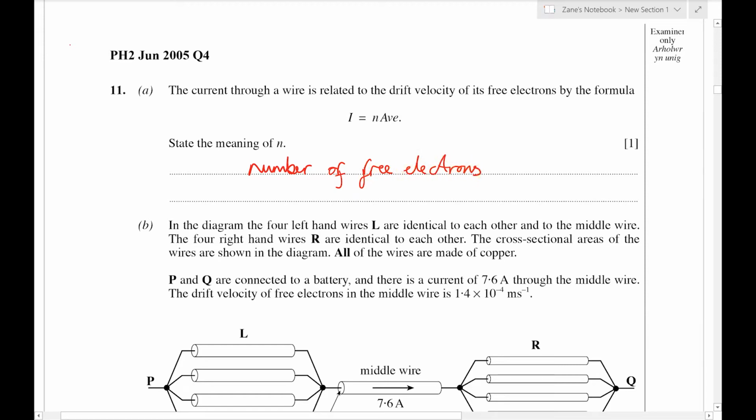Sometimes known as the electron density or the free electron density. It's important here that we have that word free electrons in there, so we're not talking about all of the electrons in a particular wire, it's the number of free electrons per cubic meter.